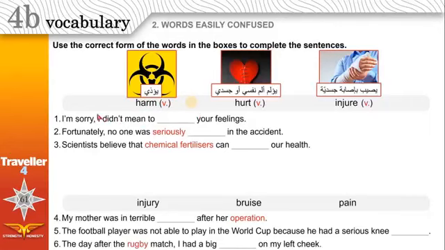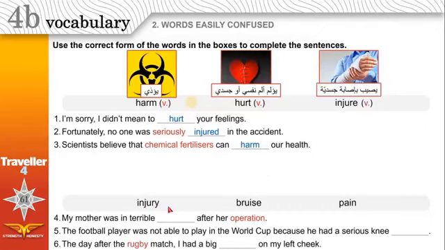Now let's complete the sentences. I'm sorry, I didn't mean to. Your feelings. We're talking about feelings here. I didn't mean to hurt your feelings. Fortunately, no one was seriously badly in the accident. Nobody was injured in the accident. Scientists believe that chemical fertilizers. A fertilizer is something that you add to the soil to help plants grow. And using these chemical fertilizers can harm our health, can make us sick.